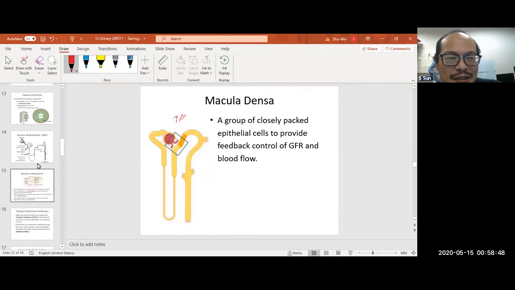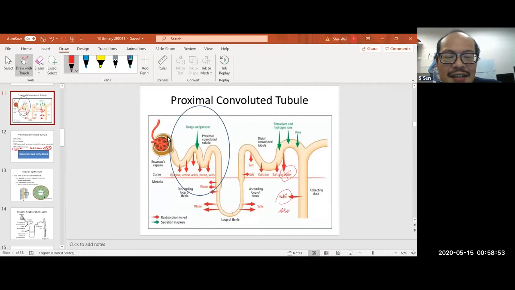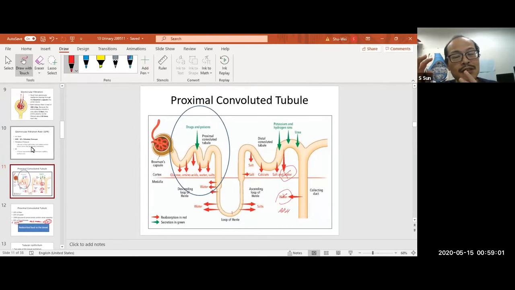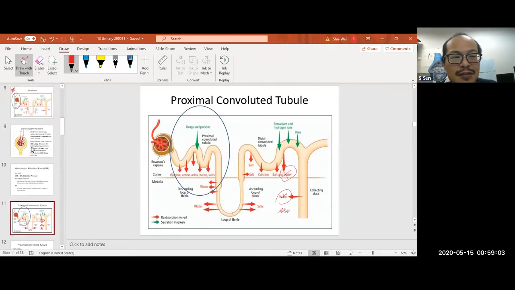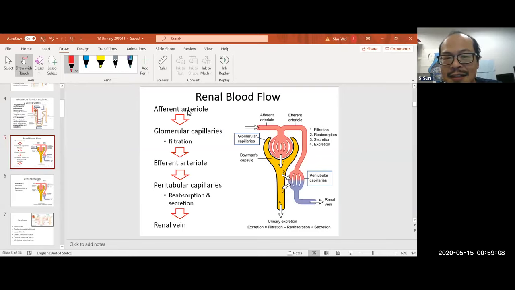Let me give a quick summary about what we have talked about. Structure wise, you need to know the blood flow structure: from the afferent arteriole to the glomerular capillary, efferent arteriole, peritubular capillaries, and the renal vein.